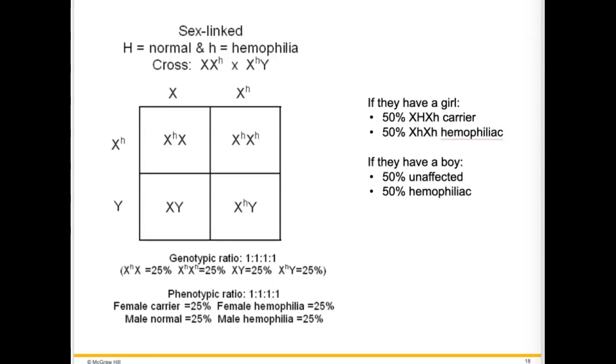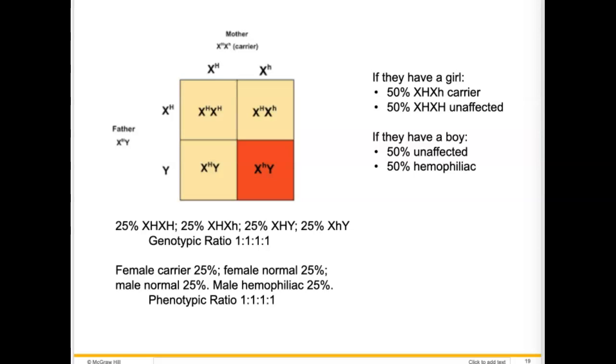Let's look at another example. If the mother is a carrier and the father is unaffected, we can see that they have a 75% chance of having an unaffected child and a 25% chance of having an affected child. If we look at the breakdown, we see 25% chance of having an unaffected female, a 25% chance of having an unaffected male, a 25% chance of having an unaffected carrier female, and a 25% chance of having a hemophiliac male. Again, the question might ask about a specific sex child, not just a child.